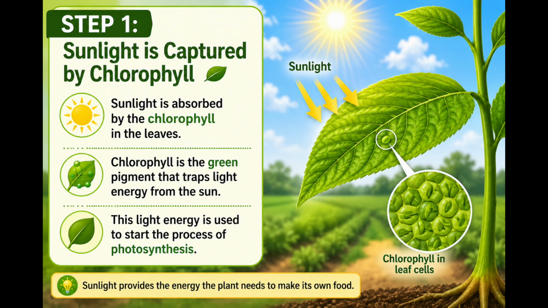Every photosynthesis process begins with sunlight. The green leaves of a plant contain chlorophyll, the green pigment that absorbs light energy from the sun. As sunlight falls on the leaves, chlorophyll captures this energy and prepares the plant for the next stage of photosynthesis. This light energy powers the chemical reactions that allow the plant to make its own food. Without sunlight, photosynthesis cannot take place, and the plant would not be able to produce the food it needs to grow and survive. Now that the plant has captured light energy, the next step is for the roots.